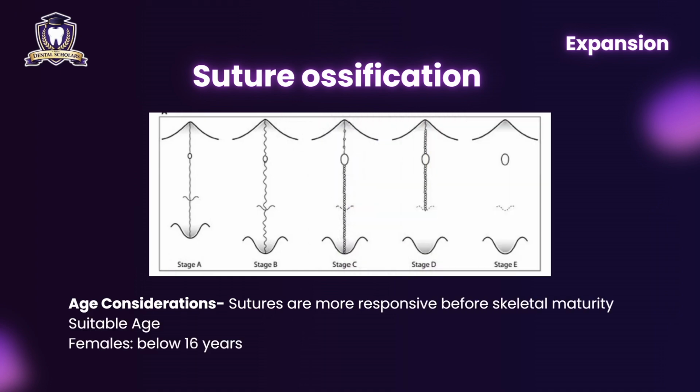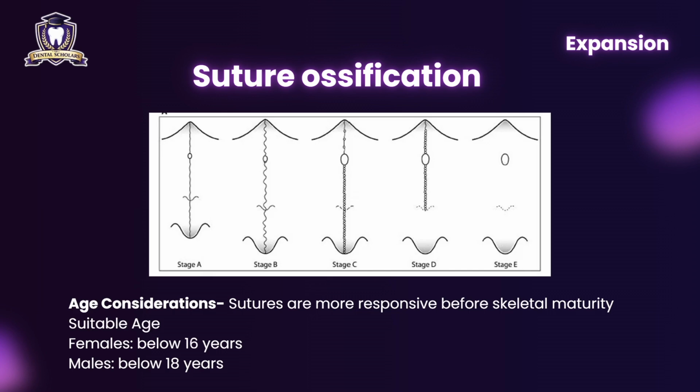Since maxillary expansion is occurring at the level of mid-palatal suture, it is essential to know a little about the maturation of the mid-palatal suture because mid-palatal suture is not going to stay the same from birth till adulthood. It is going to undergo 5 stages of maturation. These 5 stages were given based on CBCT findings.